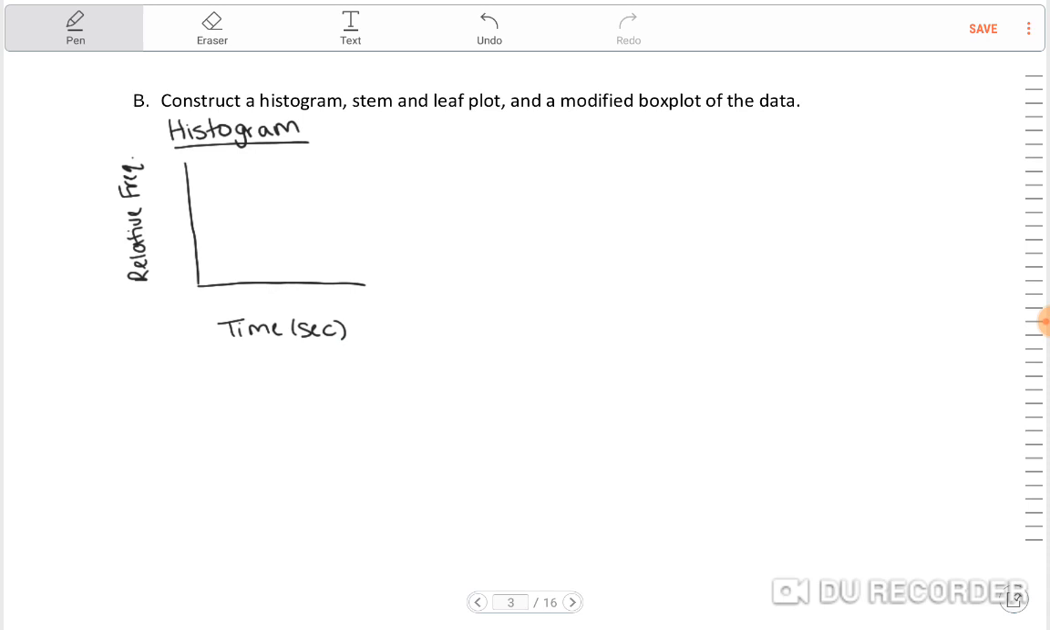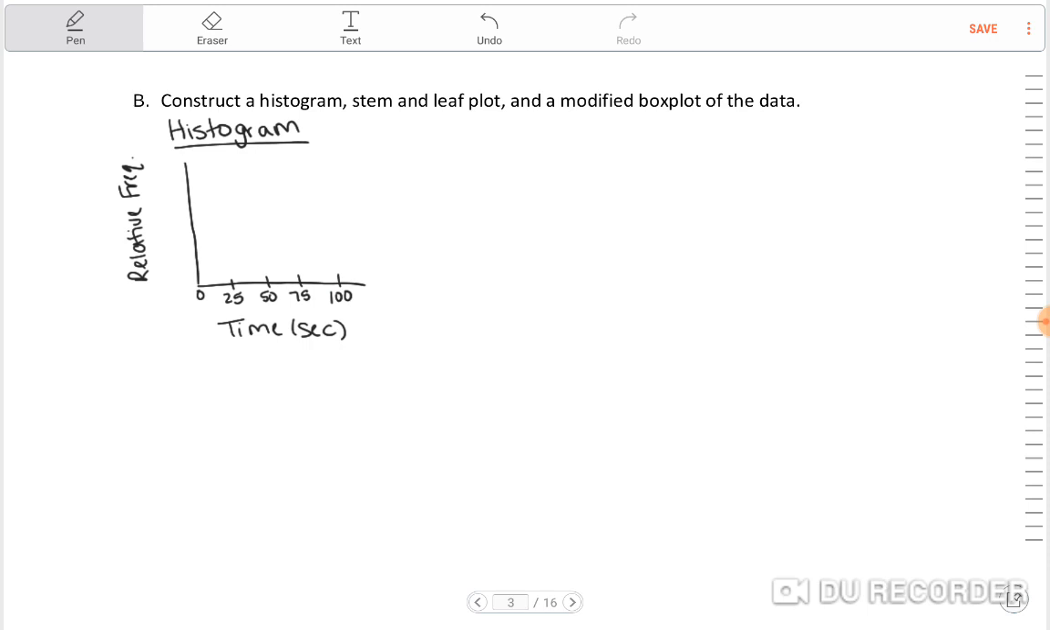Our time in seconds was divided into classes, right? When you set up your classes, you start here at 0, and the first class was 0 to 24 seconds. I'm going to do all my lower class limits. So 0 is a lower class limit, and the second class started at 25. We're going to start off with all of our lower class limits: 0, 25, 50, 75, and 100.